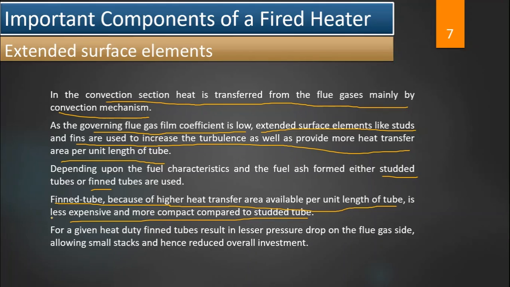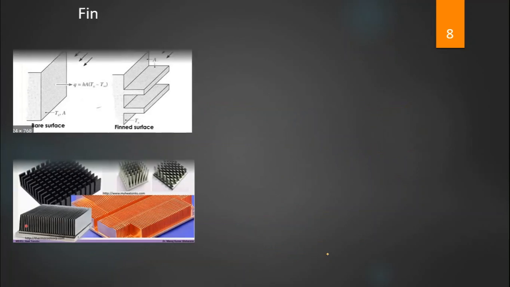And the second advantage, for a given heat duty, fin tubes result in a lesser pressure drop on the flue gas side as compared to the strut ones, allowing smaller stacks and hence reducing the overall investment. So that is the advantage of the fin types of extended surface area.